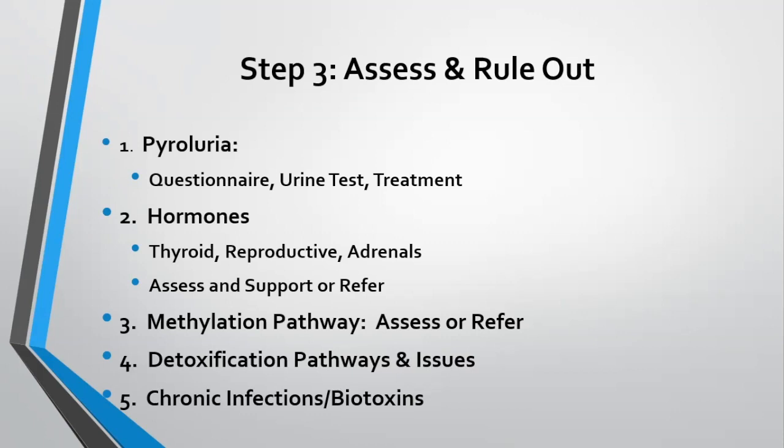Because if there are blockages here, you're going to end up with difficulties in neurotransmitter production. For instance, if you have a whole bunch of toxicity going on or a high ammonia, you're going to be eating up your BH4, your tetrahydrobiopterin, which is a rate limiting factor for turning your aminos into neurotransmitters. So that may need to be addressed.